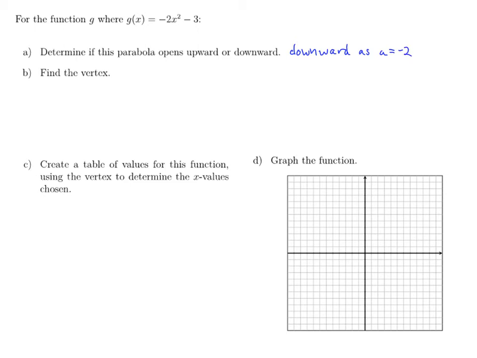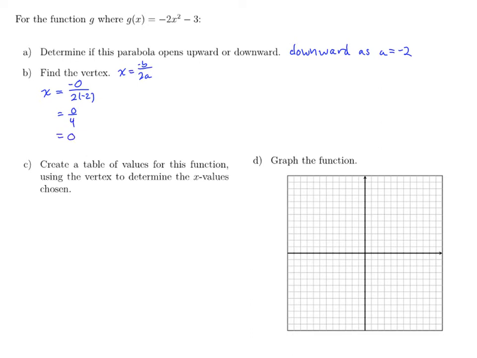To find the vertex, we'll use x equals the opposite of b over 2a. And if we look at this, we have g of x equals negative 2x squared minus 3. So a, the leading coefficient, is negative 2, and c, the constant, is negative 3. But b is actually 0 here, since we don't have a term with a coefficient on x. So x will be the opposite of 0 over 2 times negative 2. And so we just get 0 over 4, which is of course the number 0.